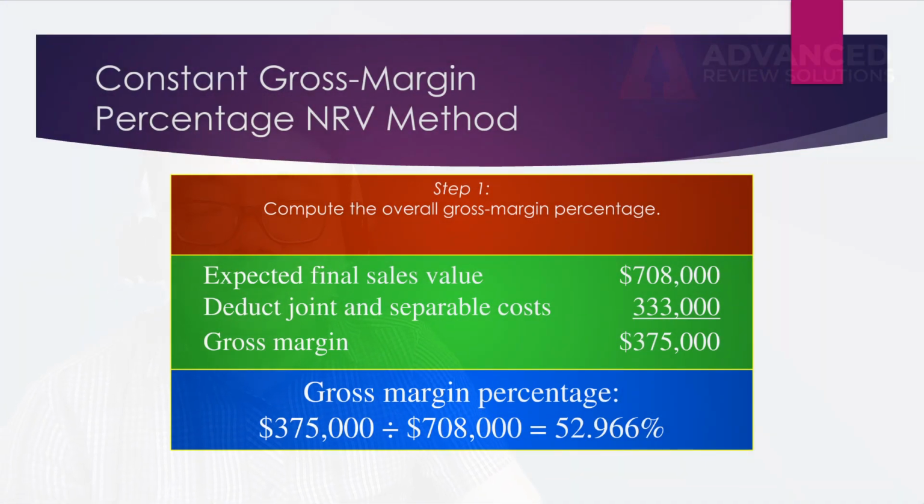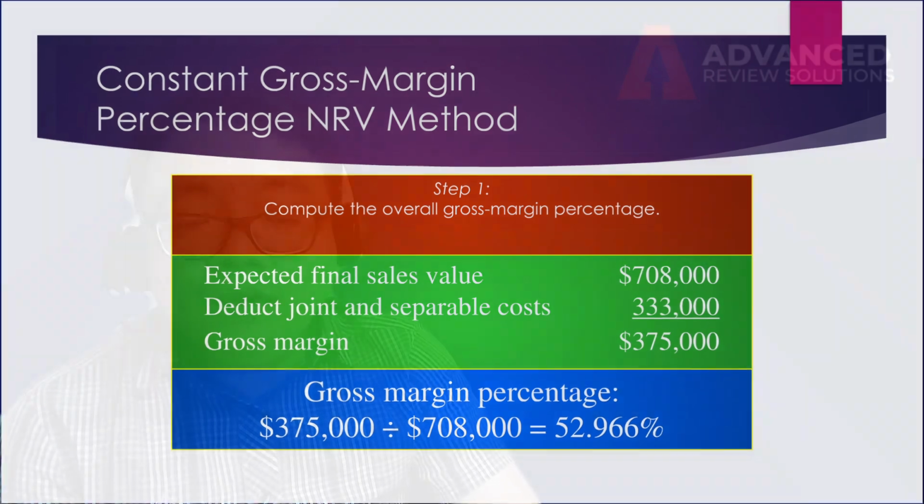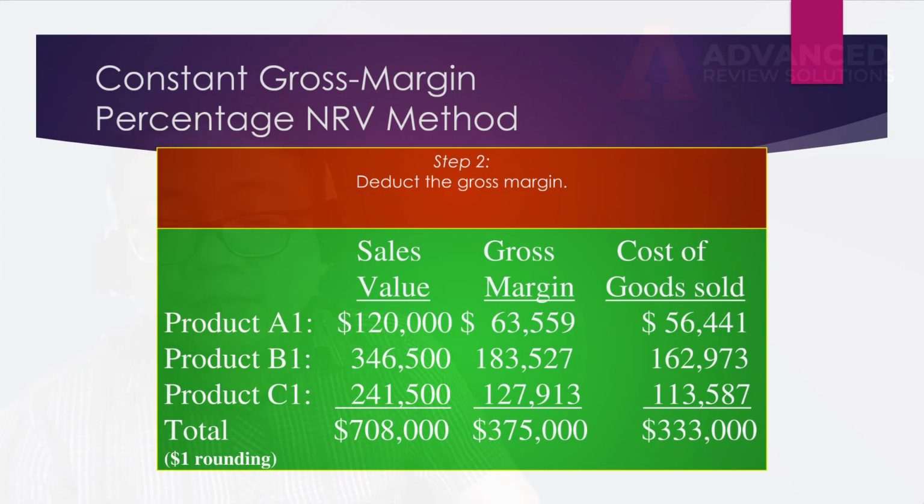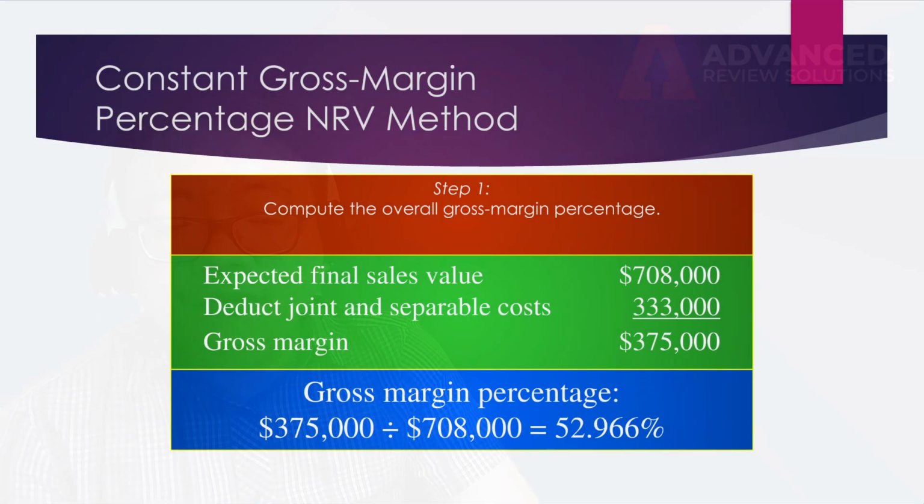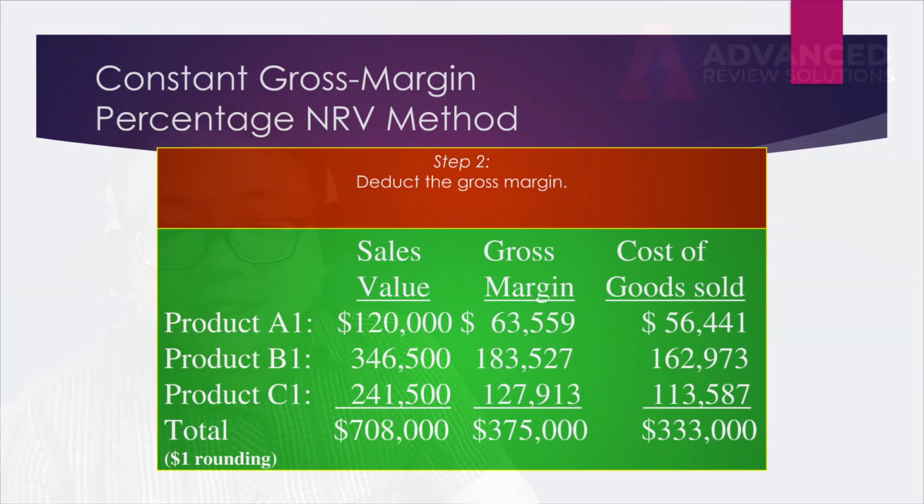Then, deduct mo yung joint and separable cost. Yung ating gross profit margin ay 375 divided by 708, you have 52 or almost 53%. Ang gawin nyo, class, is, di ba, given naman yung sales value, just multiply it by 52.966. Okay? Ang lalabas dyan ay 63,559.